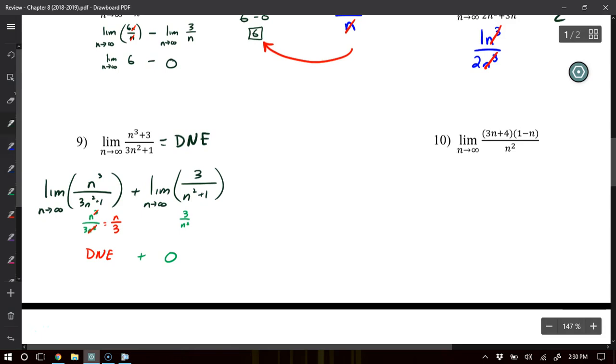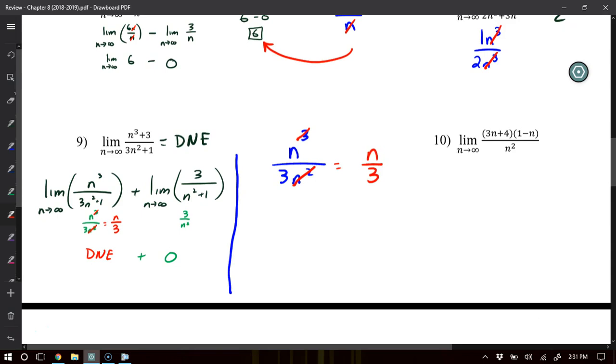Now, the shortcut's much better. The shortcut says, look at the first terms, just n cubed and 3n squared. If I simplify, I'm left with n over 3. Now, if I'm plugging infinity in for n, I'm going to have a huge number on top, and it's going to approach infinity on top. Divide by 3, I'm still going to get infinity. So when the variable's on top, that's when it does not exist. You have your variable divided by a number.